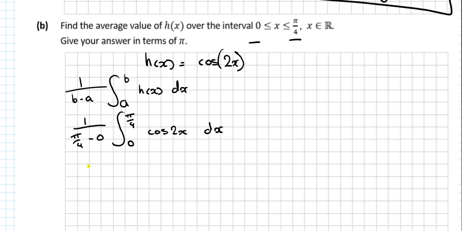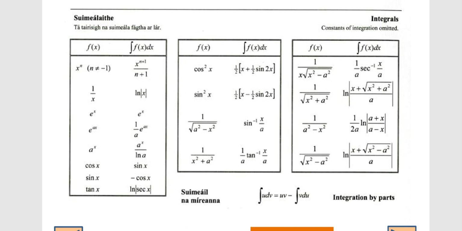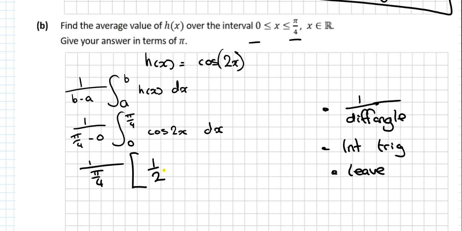You now need to remember how to integrate trigonometry. How do you integrate trigonometry? You do 1 over the differentiation of the angle. You integrate the trig, and you leave the angle alone. So the differentiation of the angle would be 2, but it's 1 over 2. Integrate cos, and we're getting sine. So it's 1 over 2 sine 2x. And we're doing that between pi over 4 and 0.